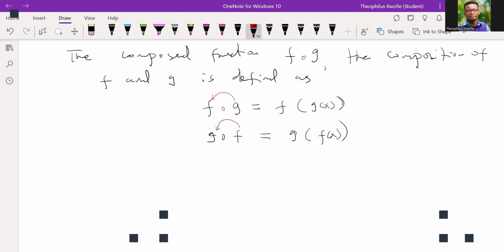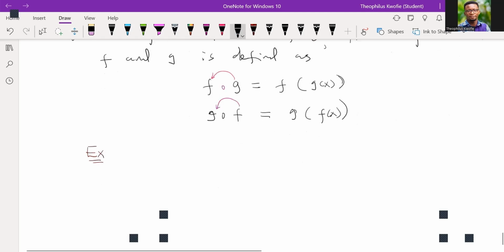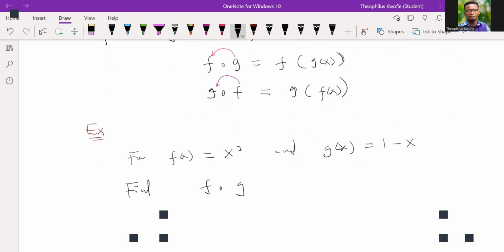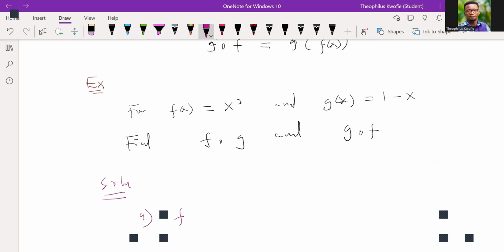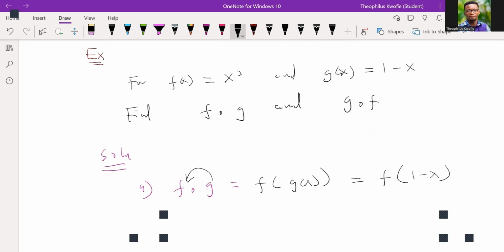If I give you a problem like this to try out, I just want us to have a feel of how we can use it. Suppose f of x equals x to the power 3, and g of x equals 1 minus x. If I was to find f∘g and g∘f, how do you find it? For the first one, f∘g, it means that g is the input for f. My g is 1 minus x. Wherever I see x in f, I should replace it by 1 minus x, right? So we're going to have something like this.